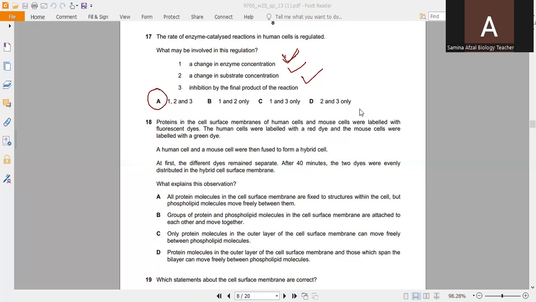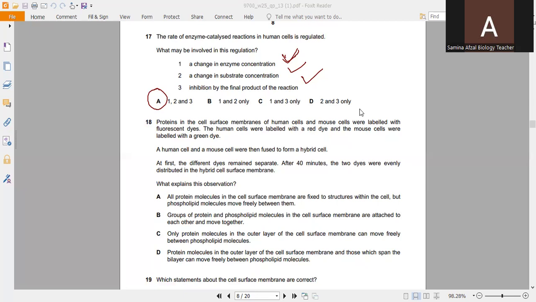Proteins in the cell surface membranes of human cells and mouse cells were labeled with fluorescent dyes. A human cell and a mouse cell were then fused to form a hybrid cell. At first, the different dyes remained separate. After 40 minutes, the two dyes were evenly distributed in the hybrid cell surface membrane. What explains this observation? They have given us four options.